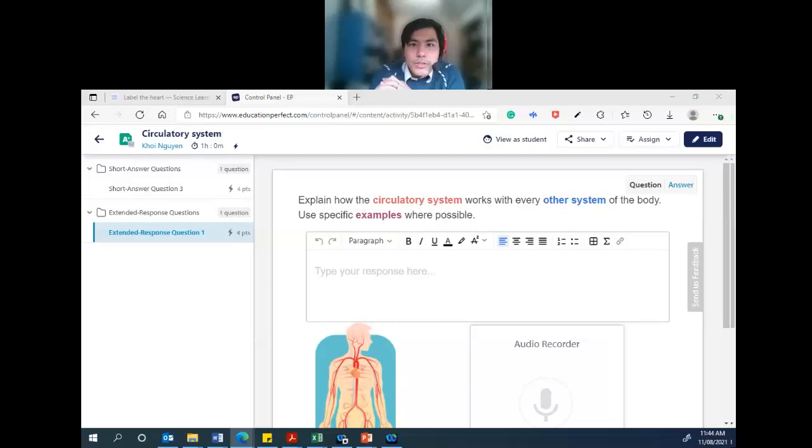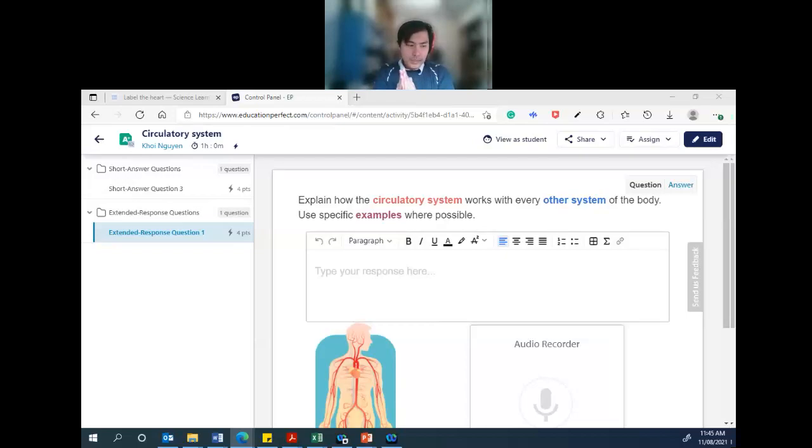And then we've got nutrients. If we're talking about nutrients, what system would that work with? Digestive. Yes. The digestive system digests the food, breaks down the food, gets the nutrients, then the nutrients are put into the bloodstream, then the blood goes around the body, supplying the nutrients to every other part of your body. That's good. Well done. So you can see there's a lot of other systems that the circulatory system works with.